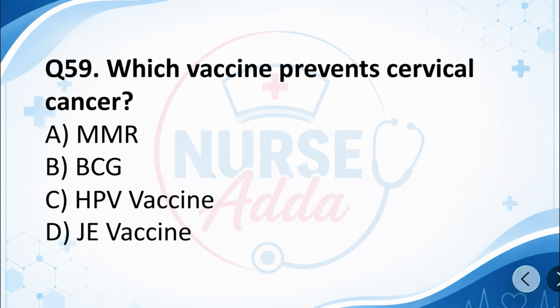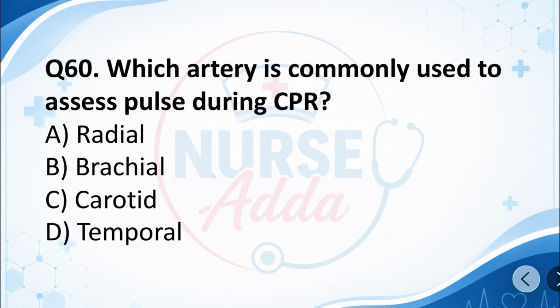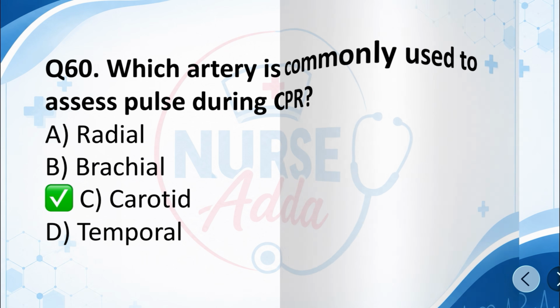Next one, which vaccine prevents cervical cancer? The right answer is option C, HPV vaccine. Next one, which artery is commonly used to assess pulse during CPR? The right answer is option C, carotid pulse.